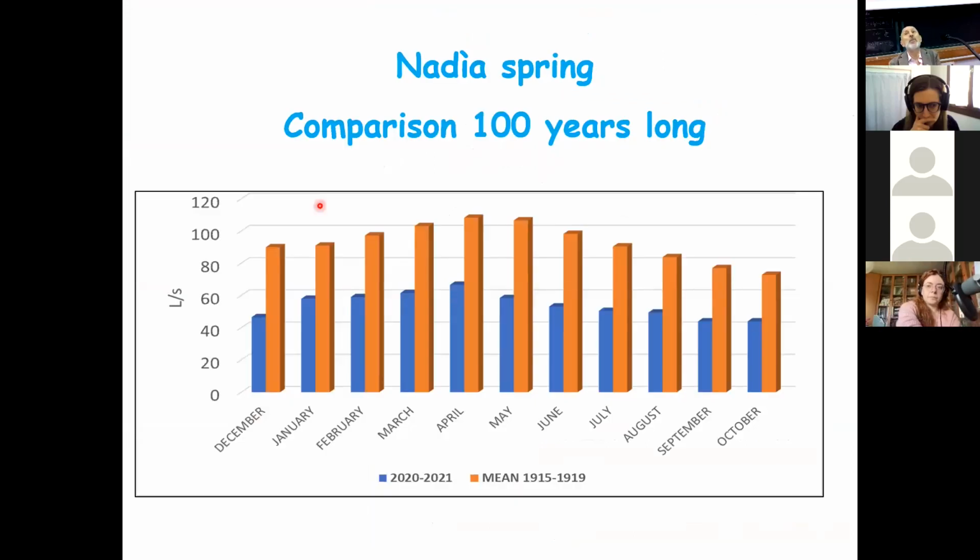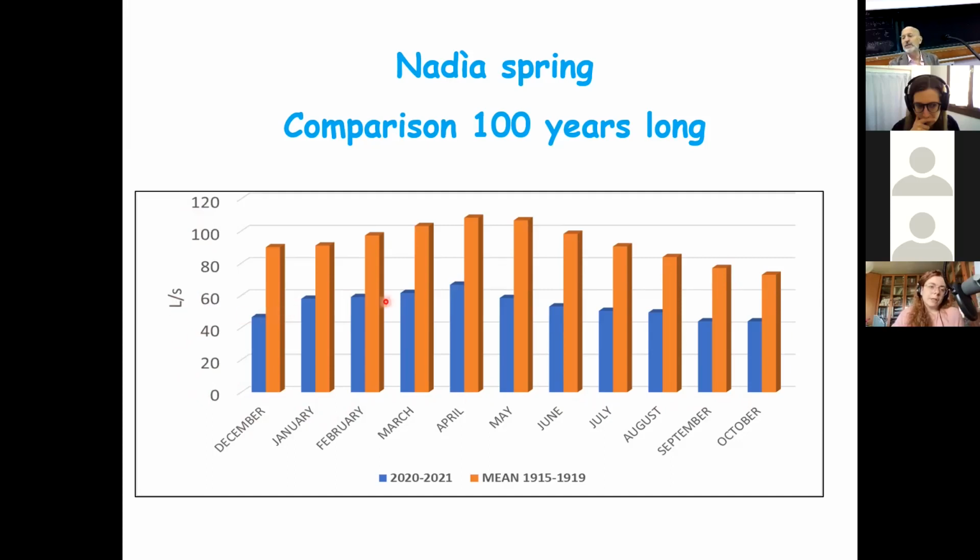So we can compare the discharge of the spring one century ago with the discharge of the spring nowadays. And this is the comparison. You see on the horizontal axis the months of the year from December to October, so from the average period of the minimum value of the spring. And on the vertical axis, you see the discharge in liters per second.